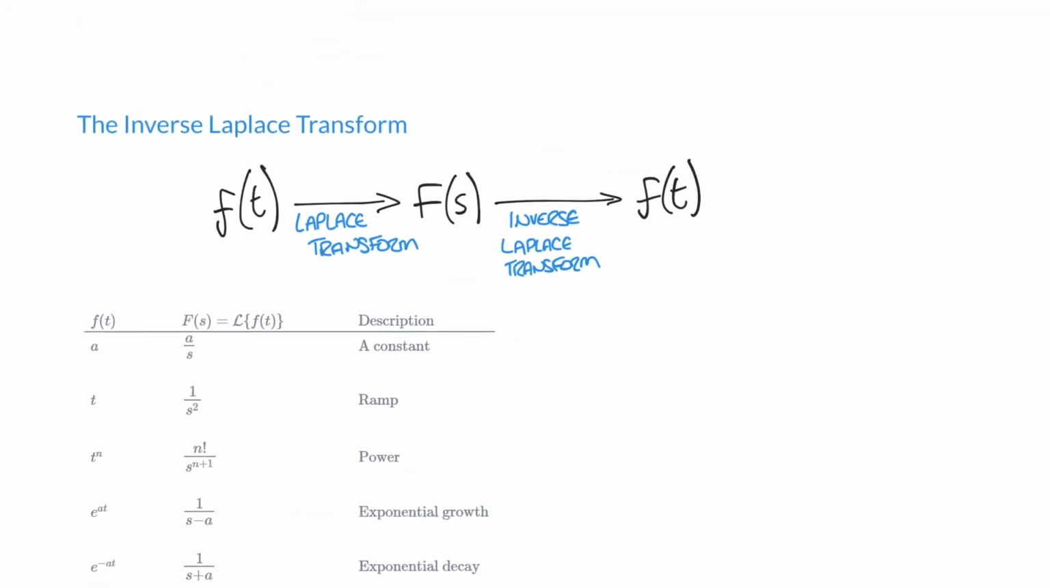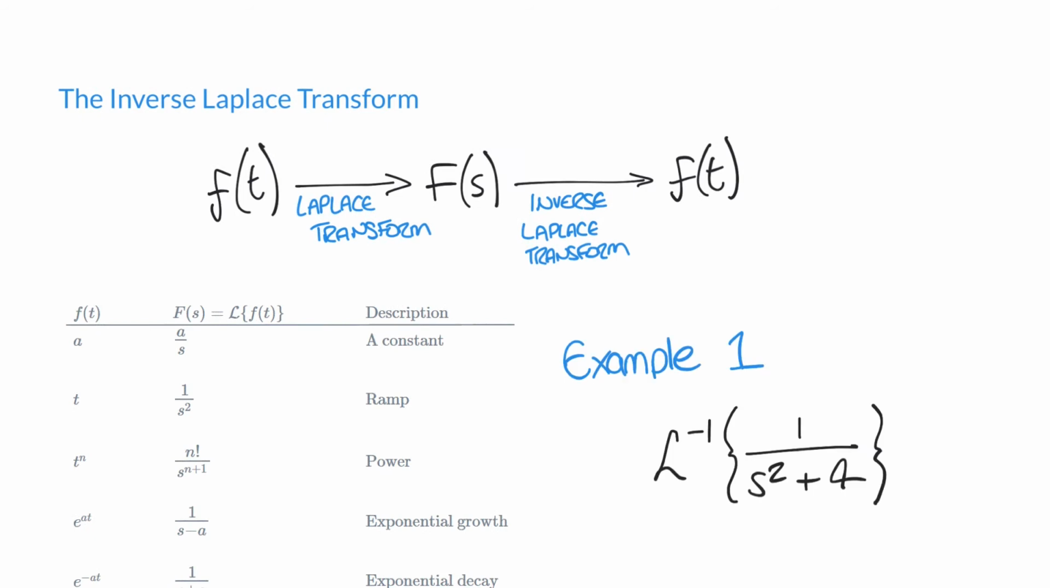Let's suppose that we want to find the inverse Laplace transform of this function here, 1 over s squared plus 4. And you'll notice that the inverse Laplace transform is denoted with this scripted L to the power of -1, the inverse Laplace transform. And again, we enclose the function that we want to transform in curly braces, like so.